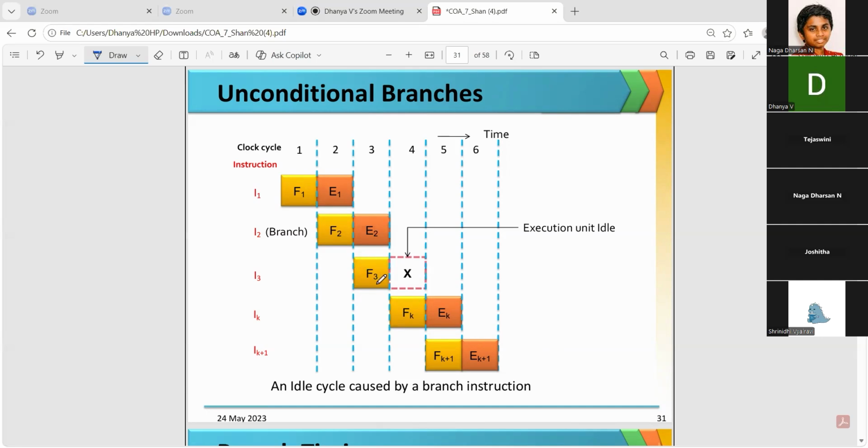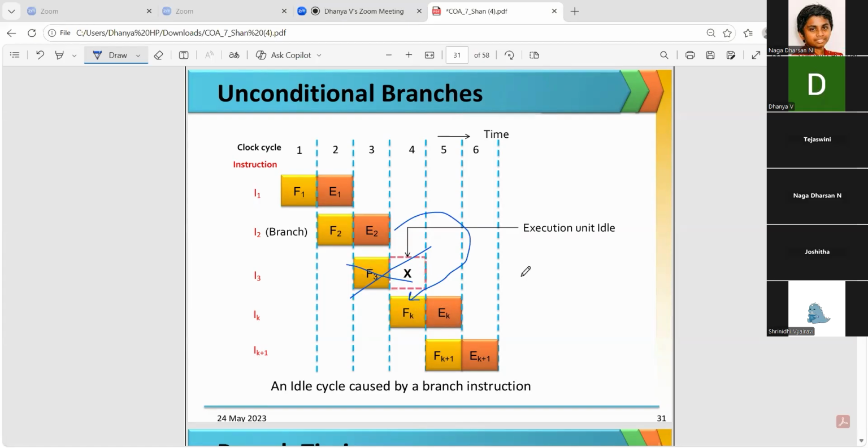So by that time, this F3 is already fetched. That data is already fetched. So you have to remove this data, and then you have to go to that instruction again. So let's say you're going to this instruction. Then you have to fetch it again for this and then execute. So this is how it should work, no?